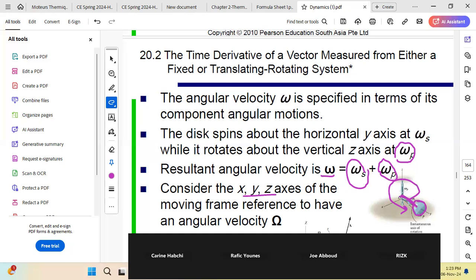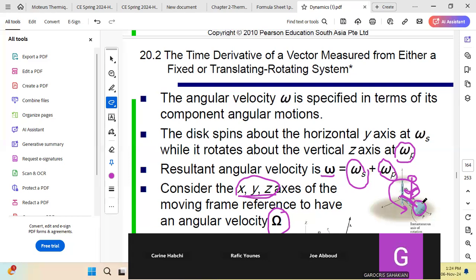And I will fix a frame to this rotating axis. I will call this frame small x, small y, small z. And this frame will be characterized by an angular velocity omega. So if you stand on this frame, and you look at your disk, what is the type of motion of your disk? Rotation. Rotation.